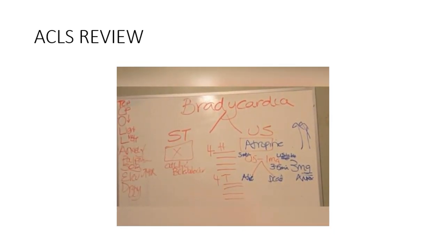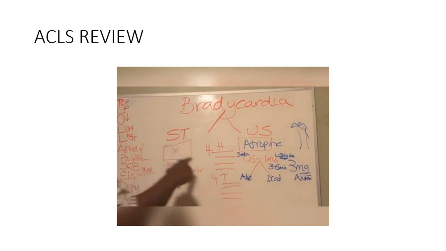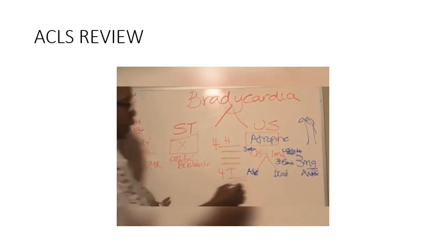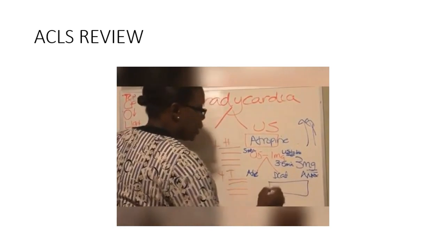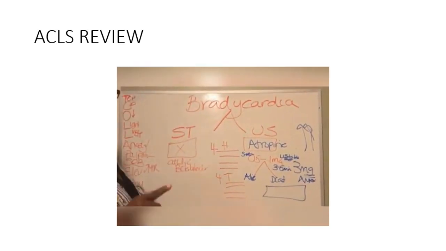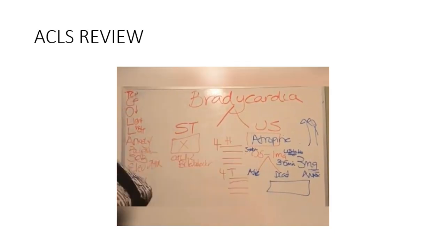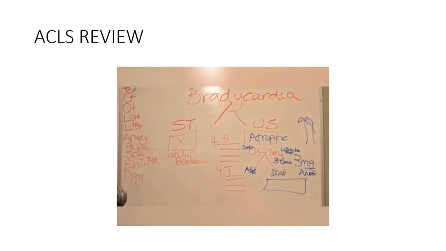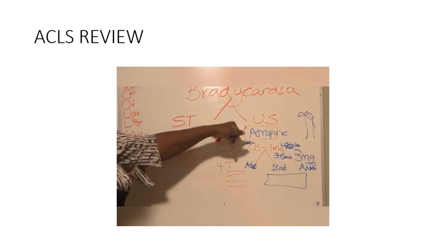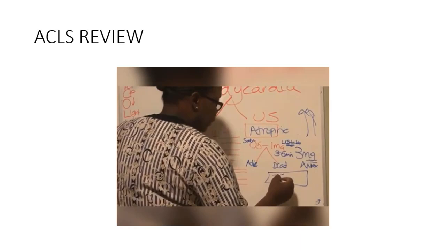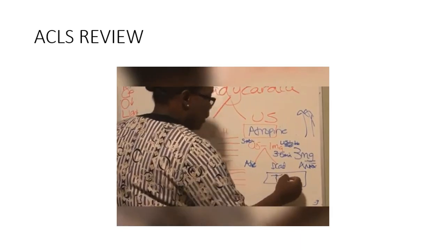Now, once you give the atropine every 3 to 5 minutes, the max dose, and that doesn't work, then you have another treatment. Notice I did not talk about bring out the defibrillator. The defibrillator is not in this algorithm. Okay? Atropine is in this algorithm. What do you want to do next? Transcutaneous pacing. Okay? Transcutaneous pacing.